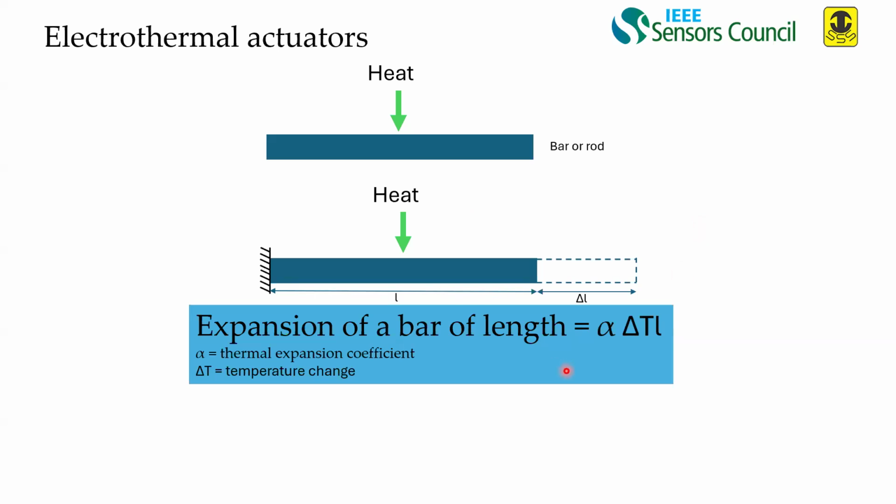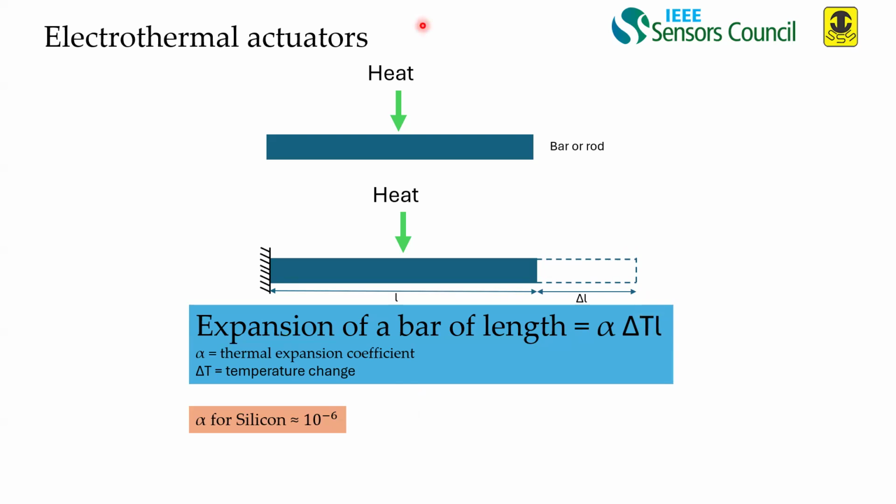If you take silicon as an example, it has a very low thermal expansion coefficient. I think it is in the range of 2.2 to 2.5 times 10 to the power minus 6. So it will expand just a little bit. If you keep on increasing the temperature, if you keep increasing delta T, it will expand more.